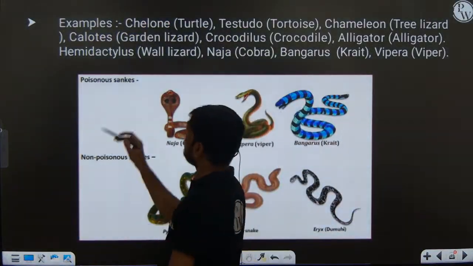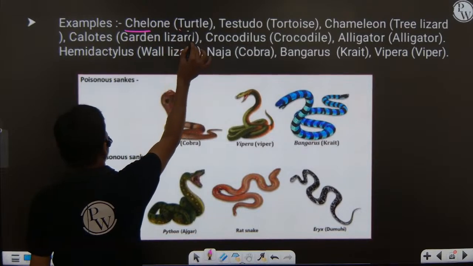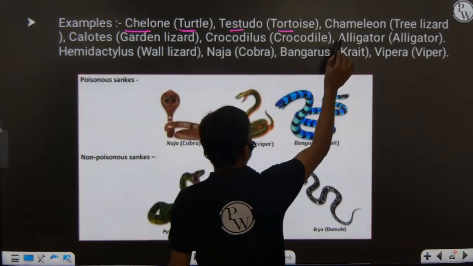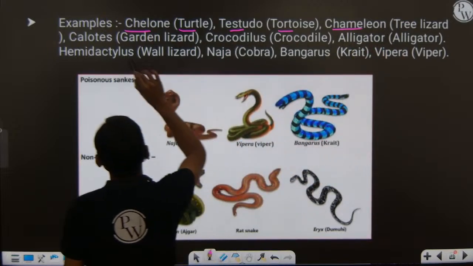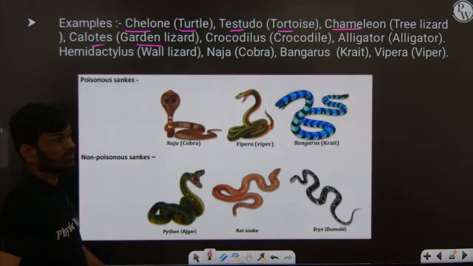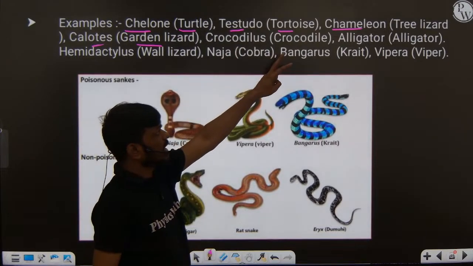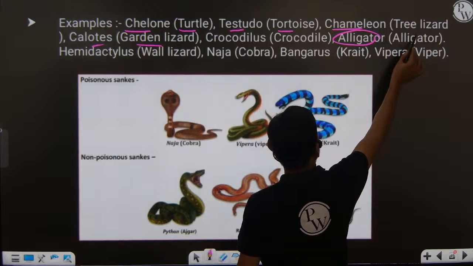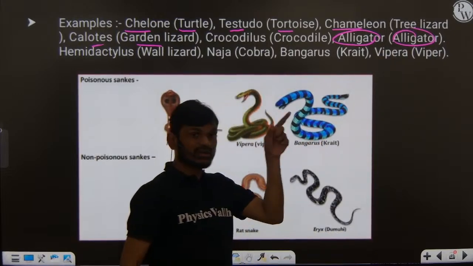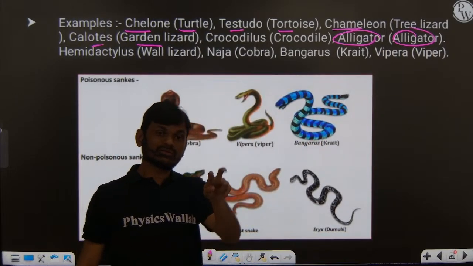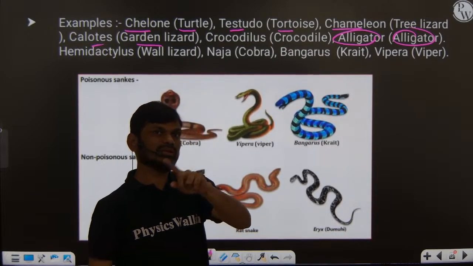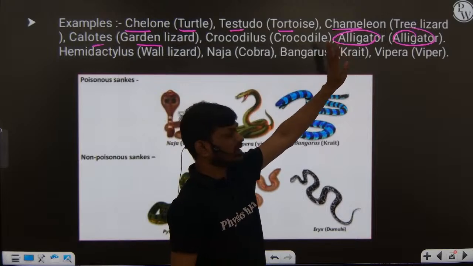Examples are very, very important. Chelone, turtle; Testudo, tortoise; Chamaeleon, chameleon; Calotes, garden lizard; Crocodilus, crocodile; Alligator, alligator. You can see the scientific name and common name are both the same here. But in the case of Salamandra, salamander, the scientific name and common name are different. Here, alligator and alligator are both the same.